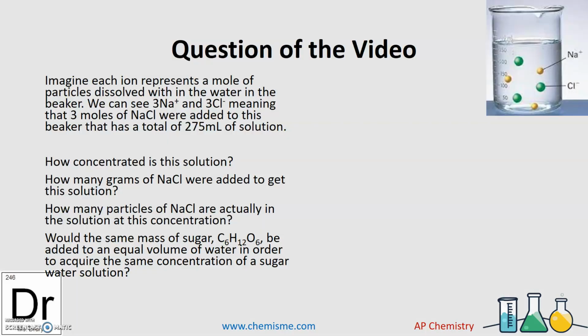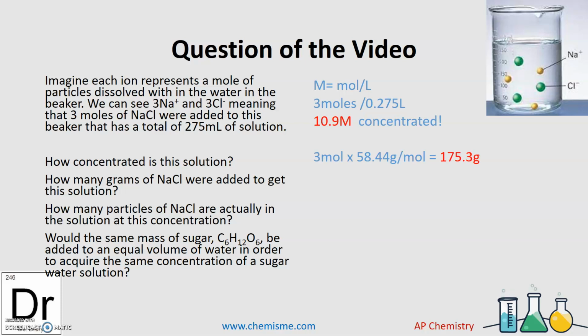So, question of the video. What we have so far is we know that concentration can be calculated in molarity. If there are 3 moles for every 0.275 liters, notice I changed that to liters, I can get a 10.9 molar solution. If I want to know how many grams that was, I would have to multiply those 3 moles that we just decided on by 58.44 grams from the reference table to get 175.3 grams. So that means I put 175.3 grams in 275 total volumes of water.